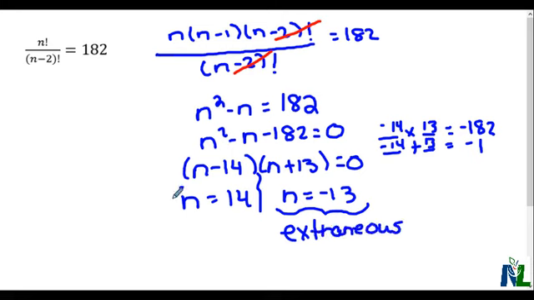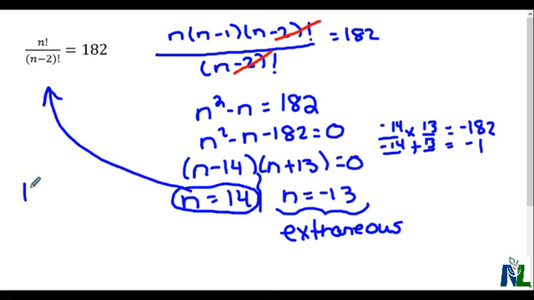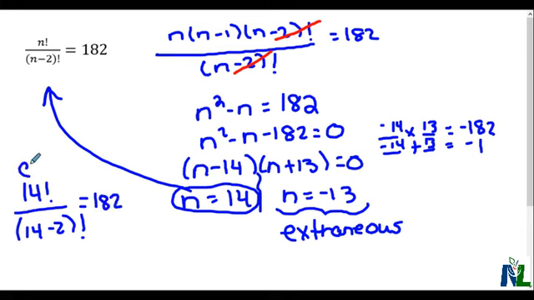Now we can always check our answer by, of course, plugging it into the equation here. So if I dig out my calculator and put in 14 factorial over 14 take away 2 factorial, I will see that I do get 182. As a little check.